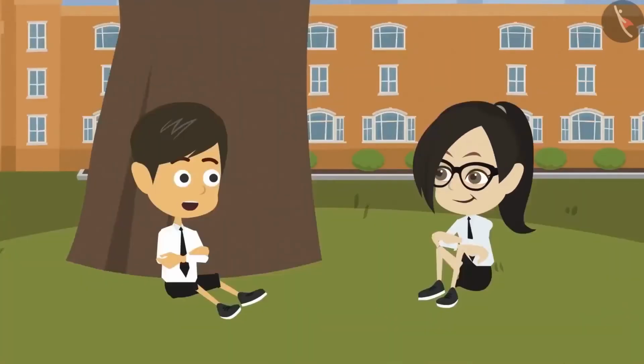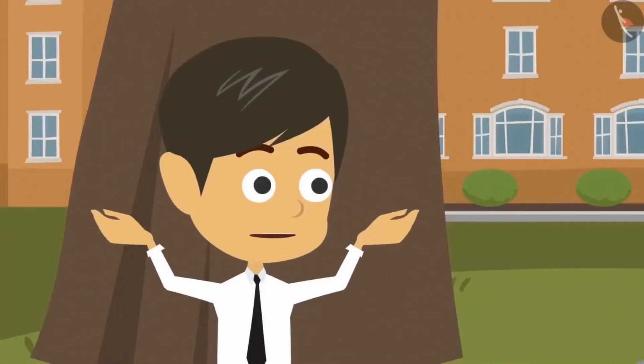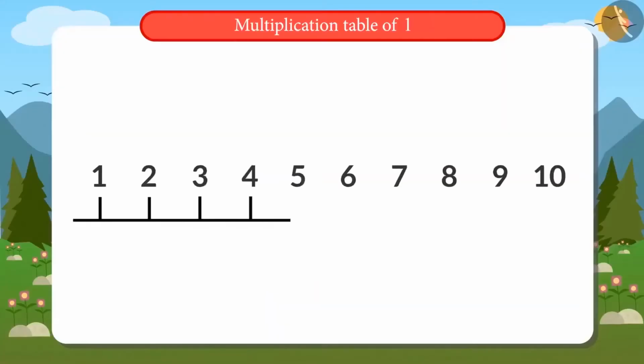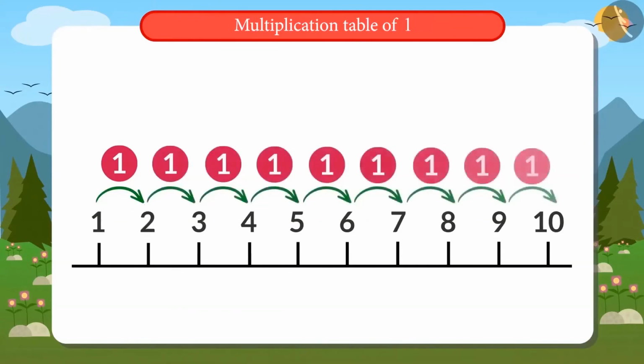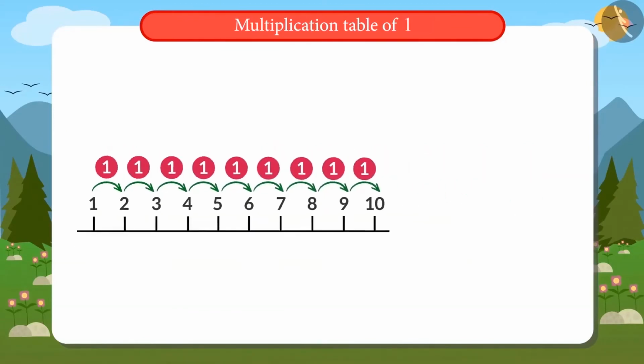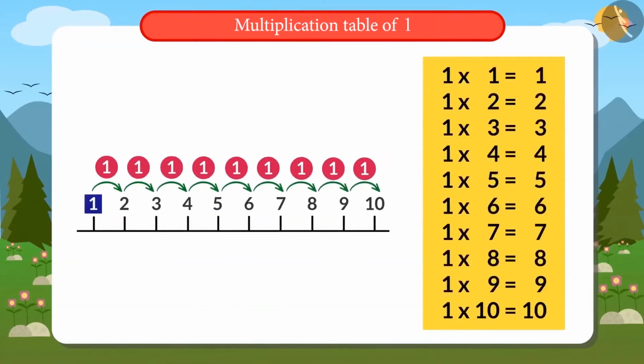There is a table of 1 as well. And it is the easiest one. If we add 1 to any number on the number line, we get its succeeding number. This is the number line. And I will read out the table of 1.